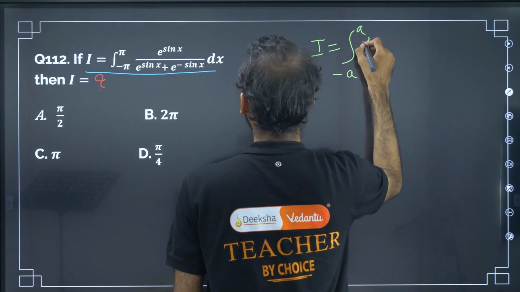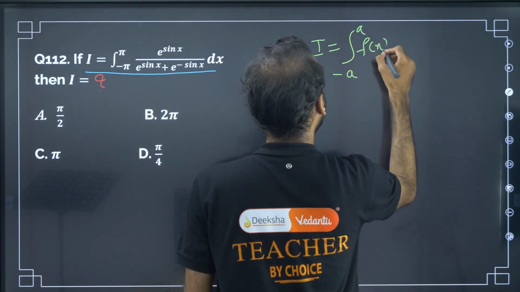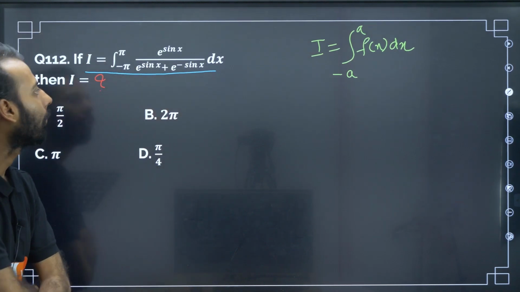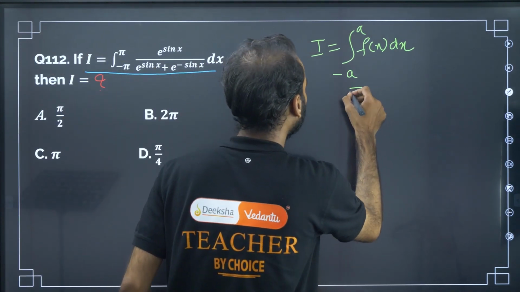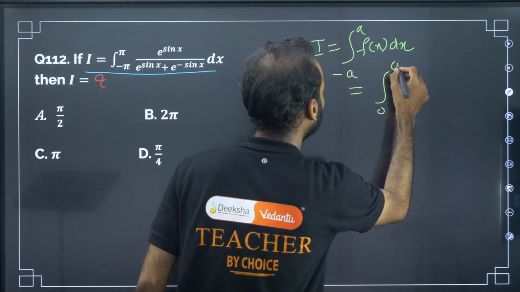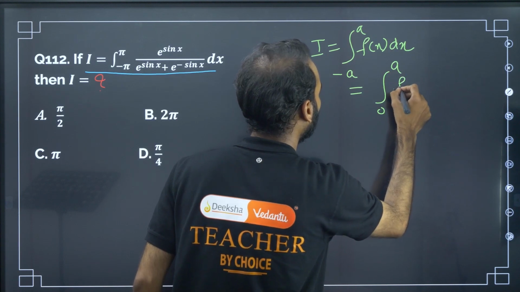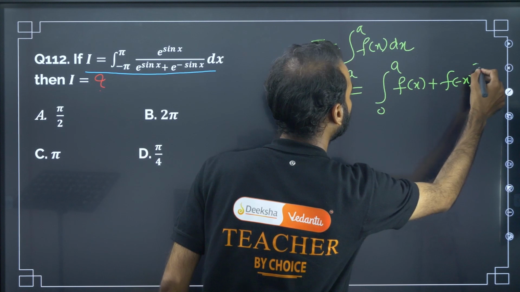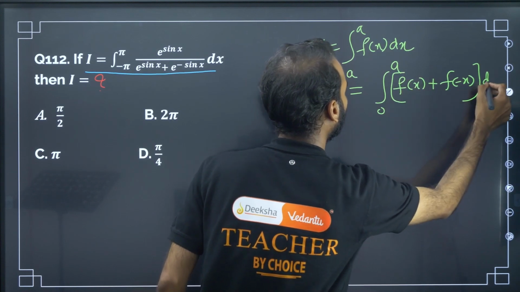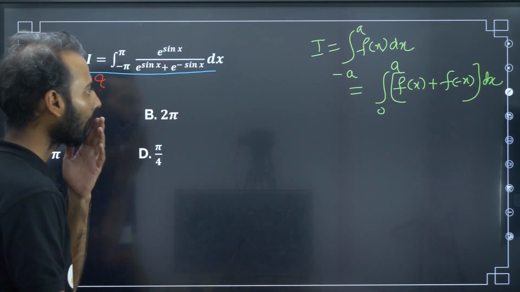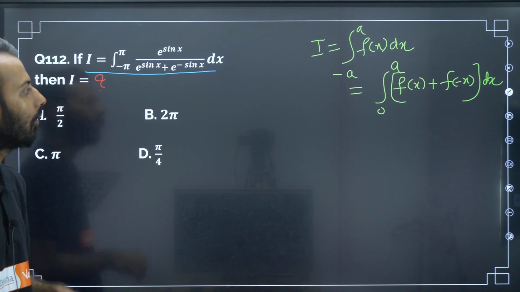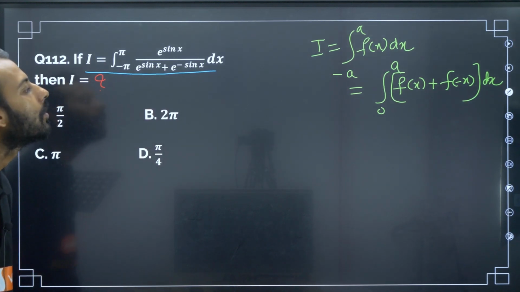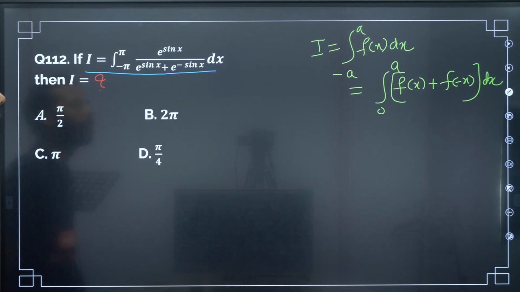So one thing should come to our mind at this point. Integral from minus a to a of f of x dx is equal to integral from 0 to a of f of x plus f of minus x dx. So I is equal to this, integral from 0 to a of f of x plus f of minus x dx.